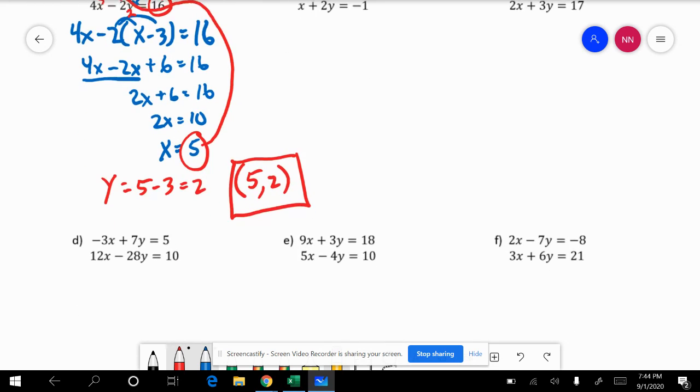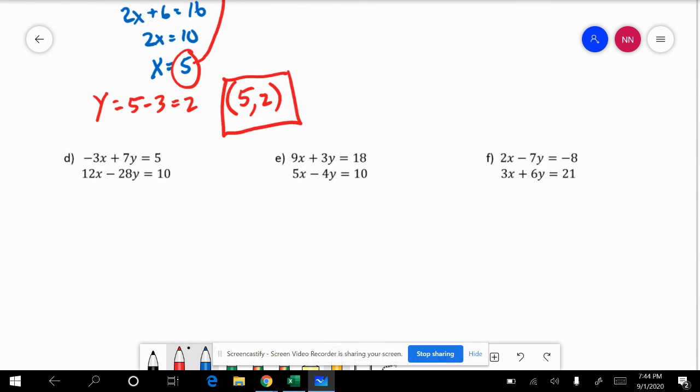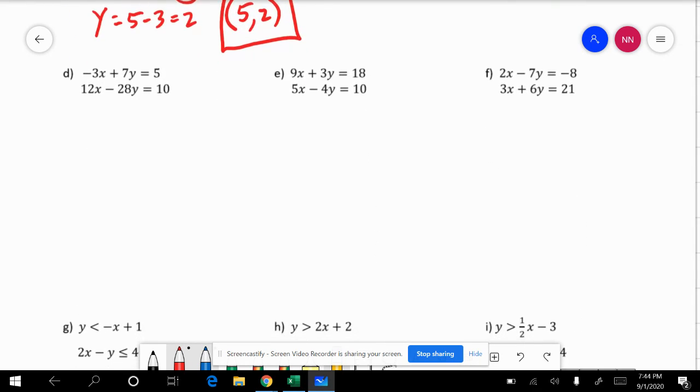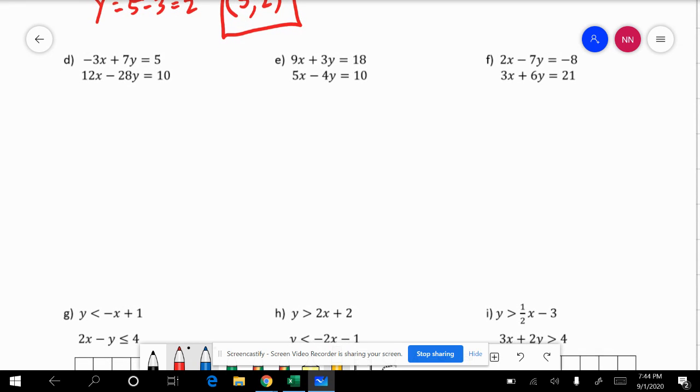The second method is elimination. We use elimination when we don't have a variable by itself. So if we look at letter E right here, notice that there's not an x by itself, there's not a y by itself. Now, in order to solve this, what we need to do is eliminate one of the variables. How we're going to do that is by opposites. So I'm going to take the numbers that I think are easiest, 9, 5, 3, 4. In my opinion, 3, 4 is a much easier number.